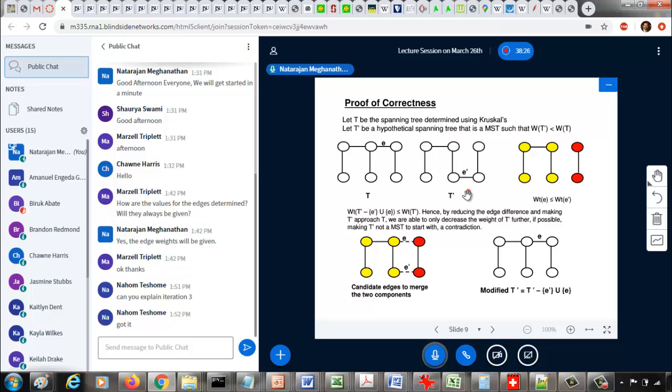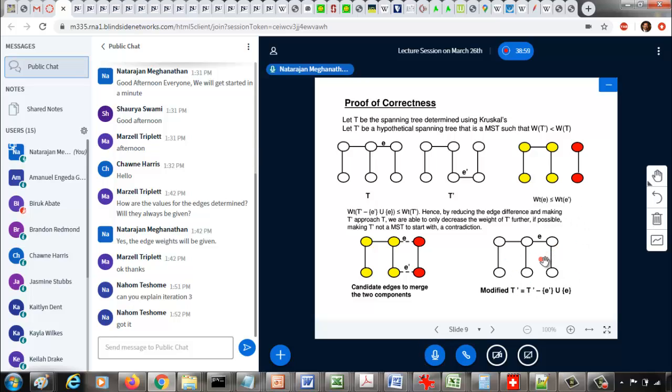And how are we going to do that? Remove an edge that is in T prime and not in T, and try to bring an edge from T to be part of this T prime. So that's what we are doing here. Remove this E prime, which is going to disconnect T prime into two components like this. Now we are going to try connecting the two components using an edge that is part of T, and the edge that is part of T connecting the two components is E. So let us connect the two components using E, and this is now the modified T prime.